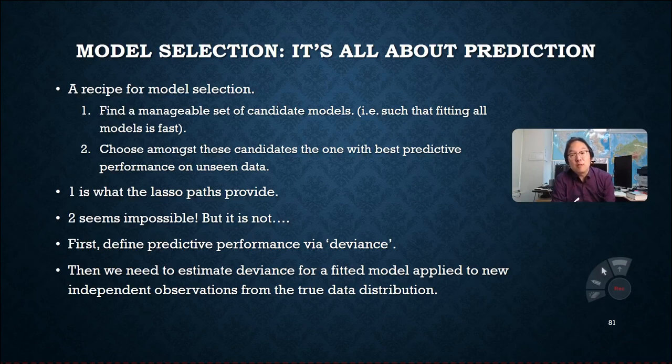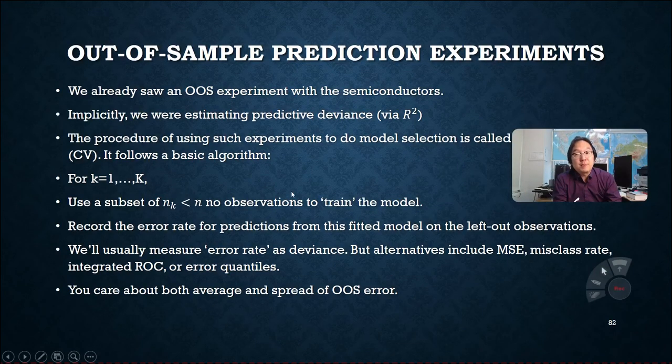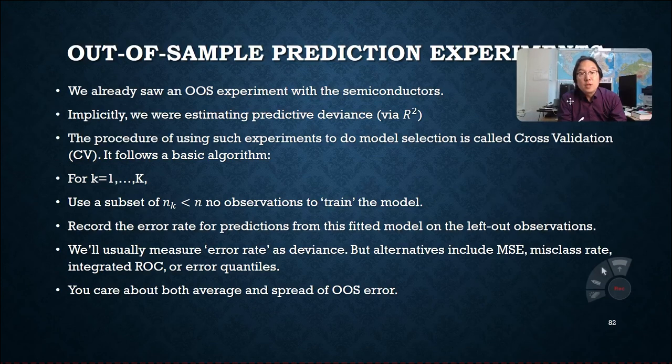First, define predictive performance via deviance, and then we need to estimate the deviance for a fitted model applied to new independent observations from the true data distribution. Out of sample prediction experiments look like this. We already saw an out of sample experiment with the semiconductor data. Implicitly, we were estimating predictive deviance via R squared. The procedure of using such experiments to do model selection is called cross-validation, CV. It follows a basic algorithm for small k equal to 1 all the way up to big K: use a subset of n sub k that is smaller than the number of observations. So this is like a folded training set that I showed you before.